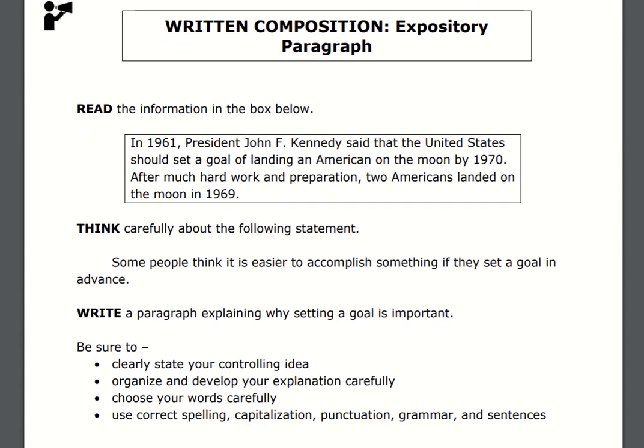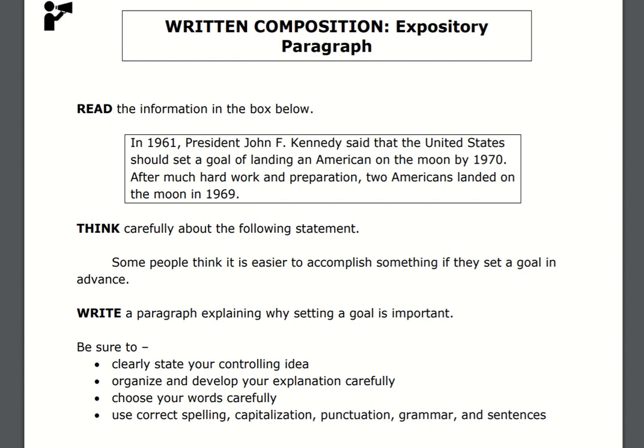Written composition. Expository paragraph. Read the information in the box below. In 1961, President John F. Kennedy said that the United States should set a goal of landing an American on the moon by 1970. After much hard work and preparation, 2 Americans landed on the moon in 1969. Think carefully about the following statement. Some people think it is easier to accomplish something if they set a goal in advance.